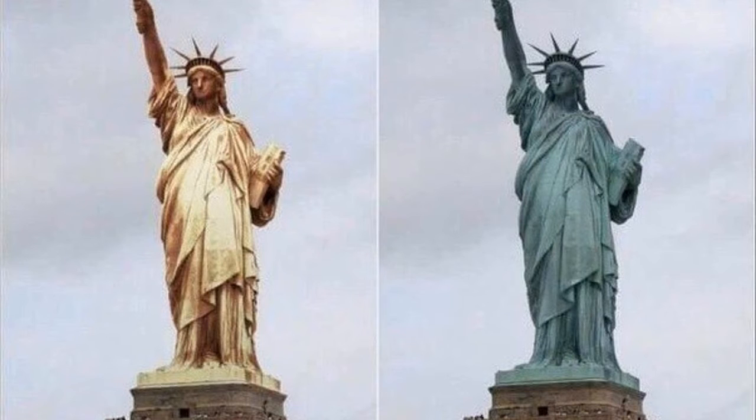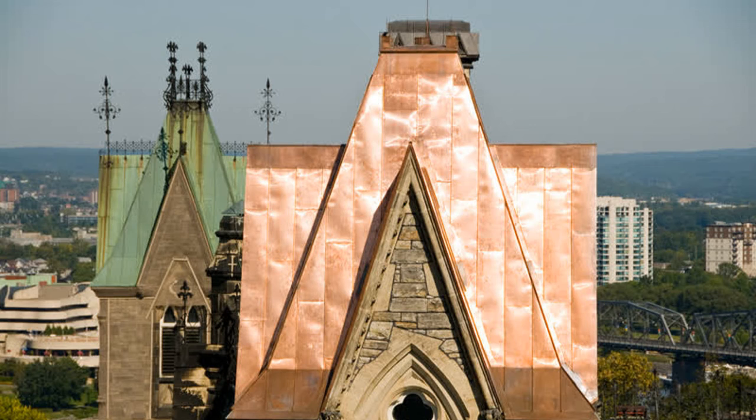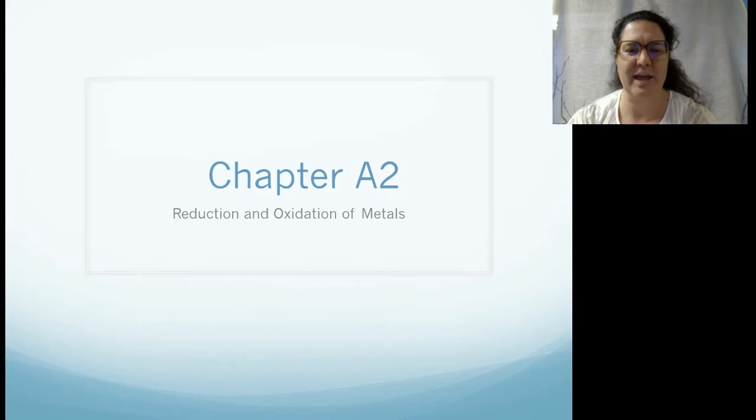Did you know that the Statue of Liberty used to be shiny copper? So did the roof of the Parliament buildings. Why did they turn so green? This chapter is on the reduction and oxidation of metals.